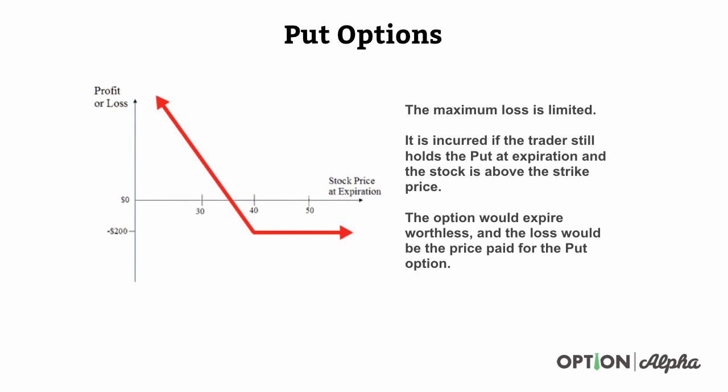The maximum loss, again, with long options is limited. It occurs if the trader is still holding the put option at expiration and the stock is above the strike price. Okay, in this case, the option would expire worthless and the loss would be the price paid for the put option.